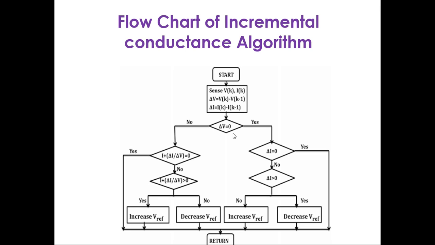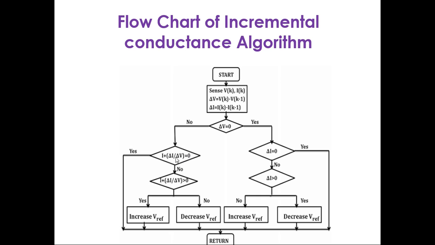So if you check the voltage perturbation, and for current perturbation, delta I equals 0 in this case. If delta V equals 0, if it is yes, then we check with delta I. If both are yes, then the algorithm returns, as there is no change in the climatic conditions or the load. If it is no, then I plus delta I by delta I, that is very important over here.